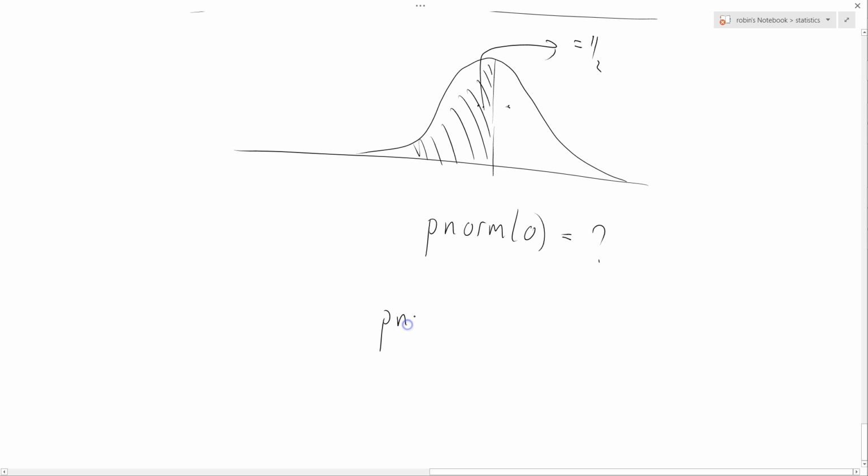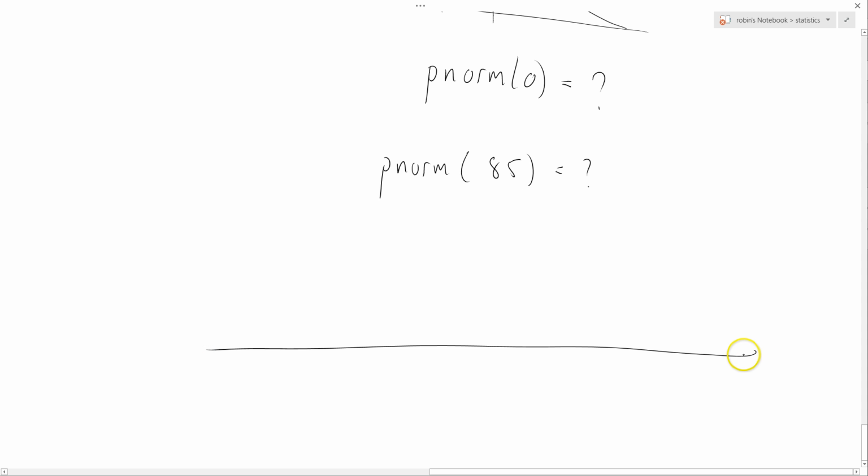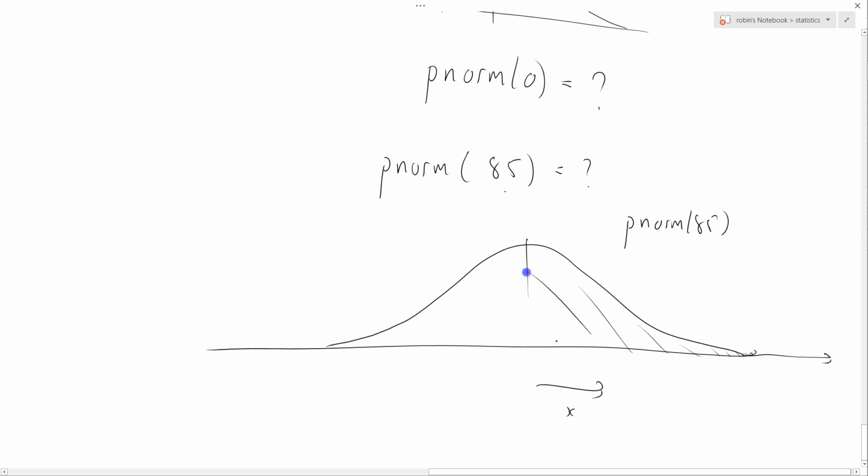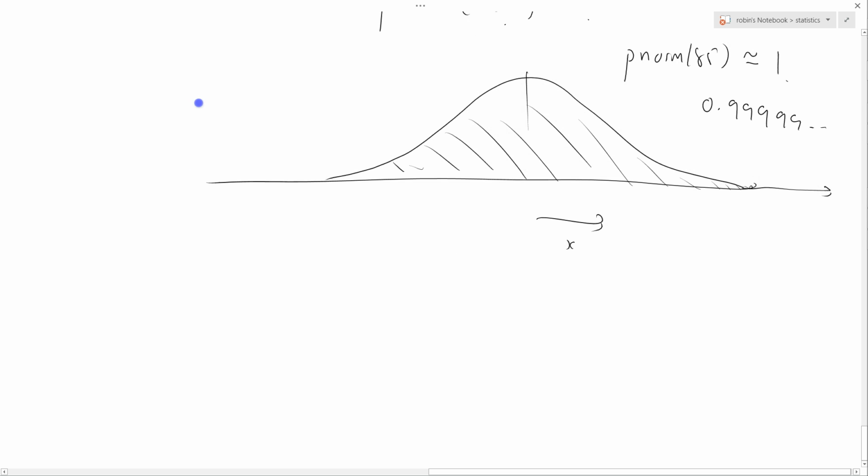What about pnorm of some very large value? So here's my axis, there's my Gaussian distribution. X equals 85 is miles in this direction. So pnorm of 85 is the area to the left of 85, which is effectively the whole thing. It misses out a tiny little area to the right, but it's approximately equal to 1. It's actually 0.99999 something, but pretty close to 1.